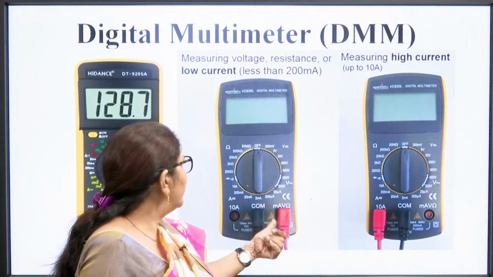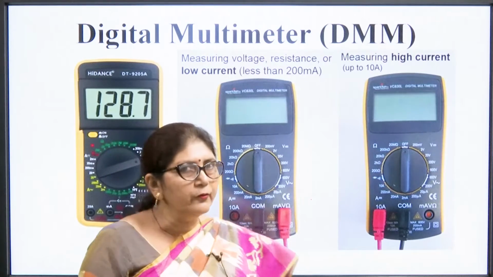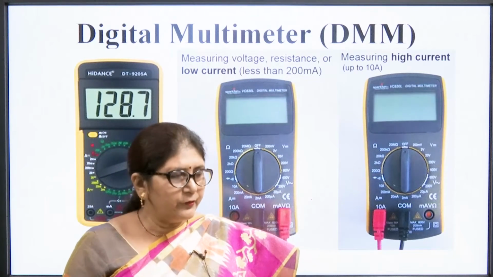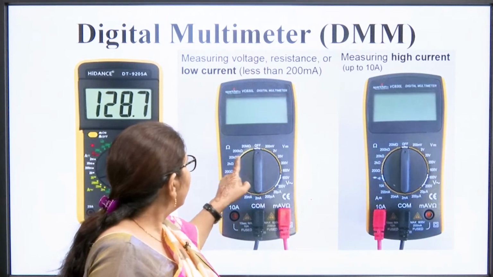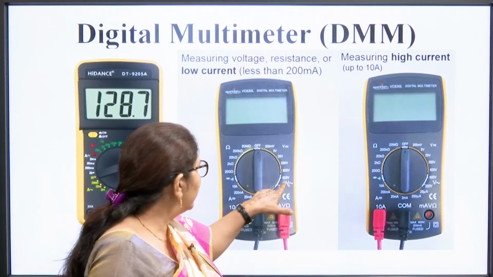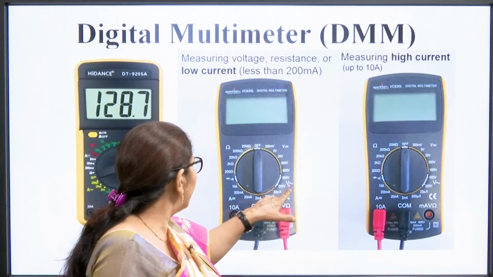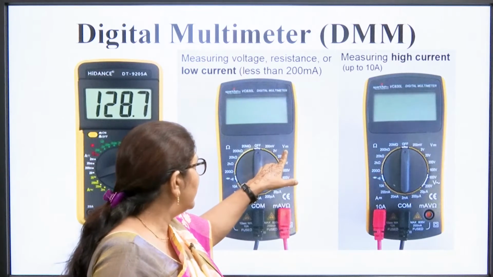Suppose we want to measure the voltage. We will put the knob at the highest voltage position if we do not know the range, the value of the voltage. And then there are so many things on this knob. We can see there is an AC voltage measurement shown as a sinusoidal waveform, there is current measurement, resistance measurement, then there is DC voltage.